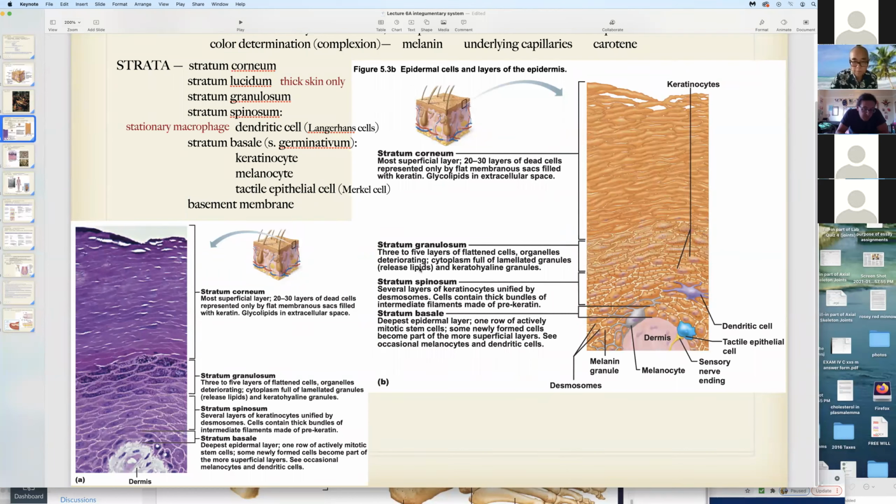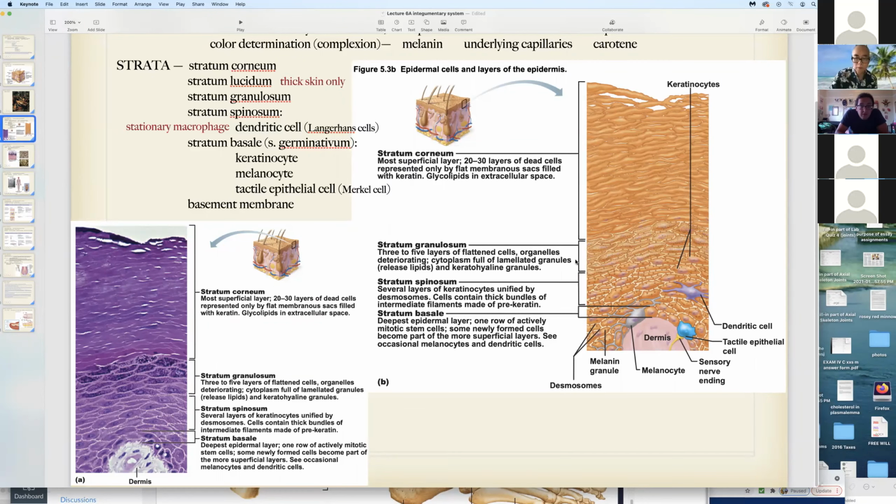And then further up, you have stratum granulosum. And that's because those granules are building up to the point where stain is much darker now. And then after this, you would have the stratum corneum. And we are looking at some skin that is not as thick as the ones on your hand, on the palm and the sole of the foot.